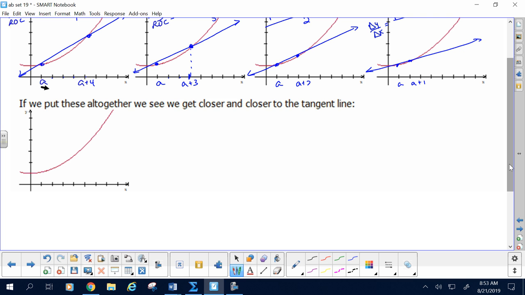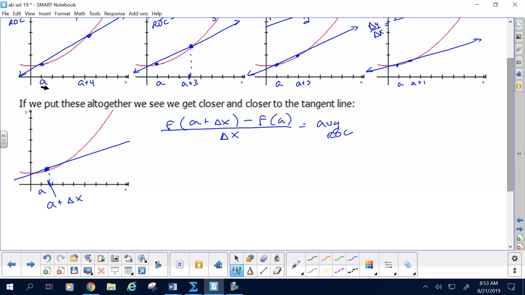Now, let's let this second point just be delta x away. a plus some little change, right? What's the slope now? f(a+delta x) minus f(a) over delta x, or change in x. That's the average rate of change, or slope, between 2 points.